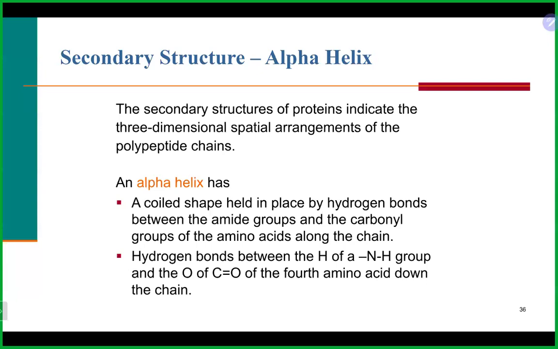That is what causes that coiling shape that occurs with an alpha helix, because they're not right across the street from each other. They're coming down every four or so down the road, and it's going to cause the whole structure to start to coil and make what's known as an alpha helix. So it's the hydrogen bonding between the hydrogen in the NH group and the oxygen in the carbonyl group.